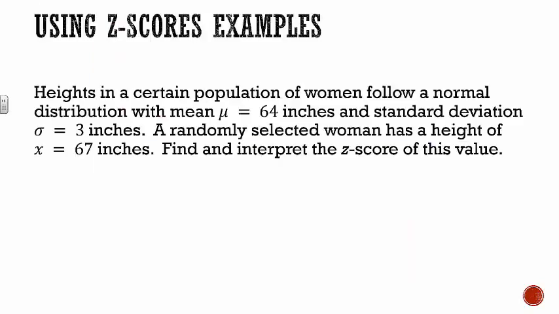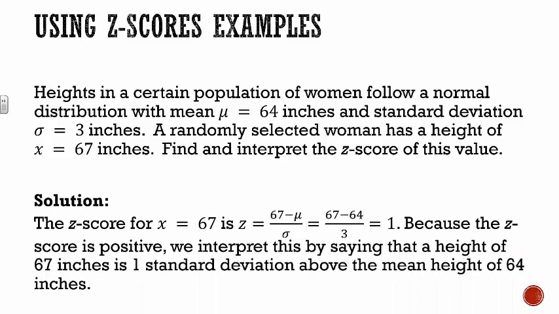Alright, so for example, it says heights in a certain town of women follow a normal distribution with mean 64 inches and standard deviation of 3 inches. A randomly selected woman has a height of 67 inches. Find and interpret the z-score. So for this lady, we're going to take our z-score formula. X is going to be 67. We're going to subtract off the mean of 64 and divide by our standard deviation of 3.